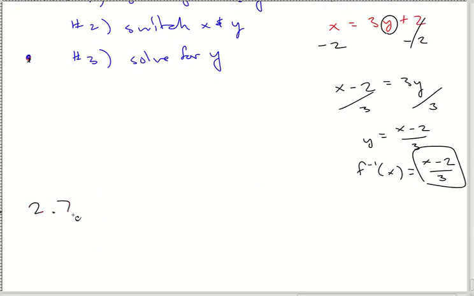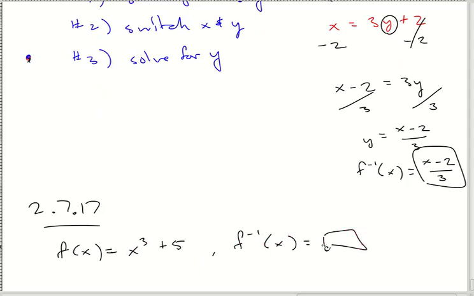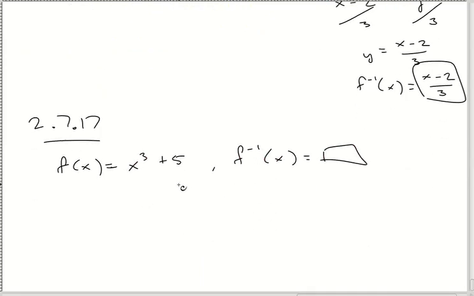Let's do another one, 2717. So I got f of x is equal to x cubed plus 5. Find the inverse. So I think it's pretty obvious that the opposite of plus 5 is minus 5. Cool. So I got x minus 5 somehow. But now I have this cube. What's the opposite of cube? It's cube root. Just like square and square root, cube and cube root.